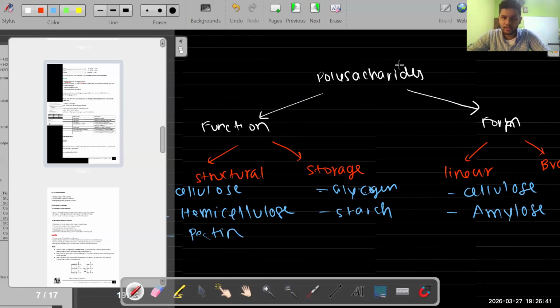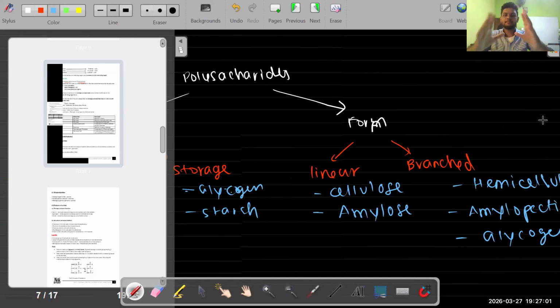Polysaccharides are classified into two based on their function and form. Based on function, they can be structural or storage, which means polysaccharides are used as a structural component or for storage purposes. Examples: cellulose, hemicellulose, pectin for structure; glycogen, starch for storage. Based on their morphological or external appearance, polysaccharides can be linear or branched. Examples of linear: cellulose, amylose; branched: hemicellulose, amylopectin, glycogen.